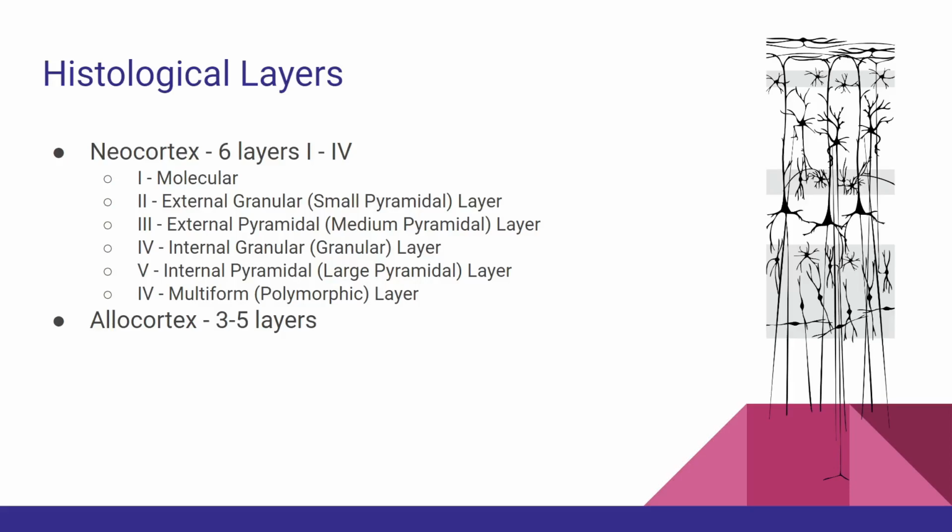There's also parts of the brain which are made up of what's called allocortex. These tend to be evolutionarily older parts of the brain, unlike the neocortex, which tends to be some of the evolutionarily newest parts of the brain. So the allocortex is 3 to 5 layers and can be divided into paleocortex, archicortex, and periallocortex, depending on the specific layout of the different cell bodies and layers.